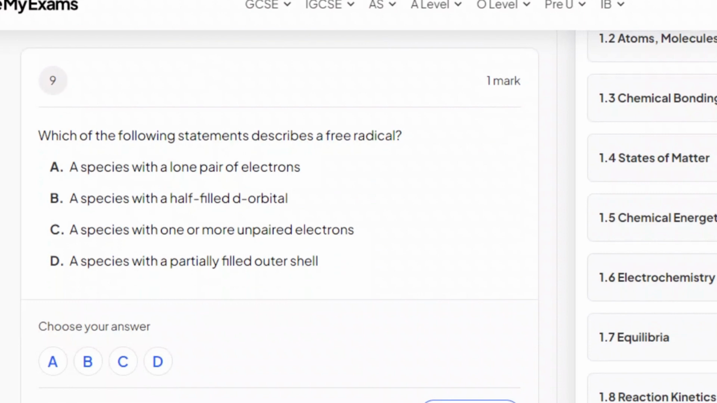So now which of the following statements describes a free radical? Remember, a free radical is basically a species that has an unpaired electron. So a species with a lone pair of electrons, a species with a half-filled d orbital, a species with 1 or more unpaired electrons, and a species with a partially filled outer shell. The answer is going to be number C.